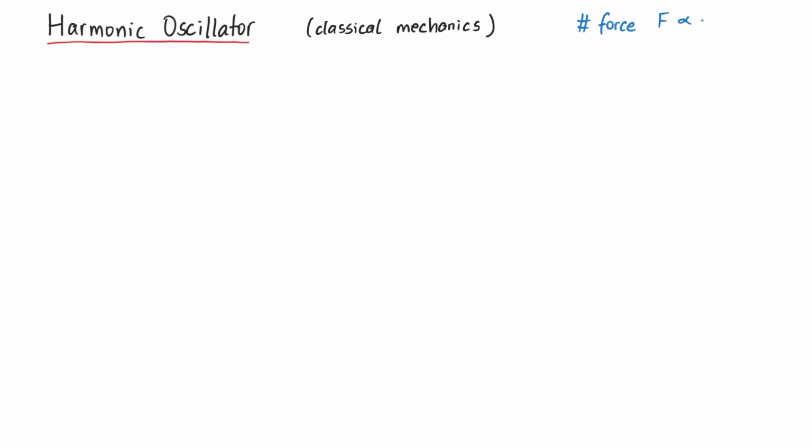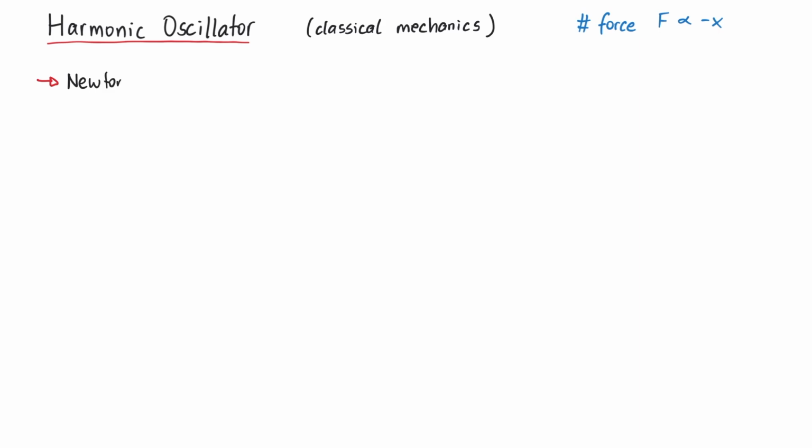In this video, we will talk about the harmonic oscillator in classical mechanics. The term harmonic oscillator refers to any kind of motion where we have a linear force trying to pull the object back to equilibrium. We can describe how things move in classical mechanics by using Newton's laws.